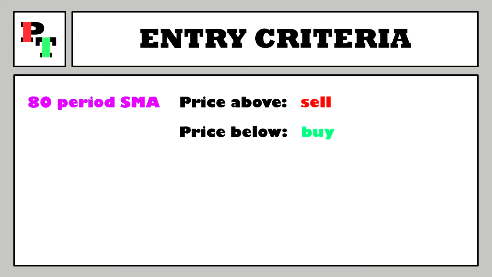But what is going to be the entry criteria that actually gets us into the trades? Since we're in reverse gear, when price is above the 80 period moving average, we're only going to take sell signals. Then when price is below the moving average, it'll be just the buy signals for us.